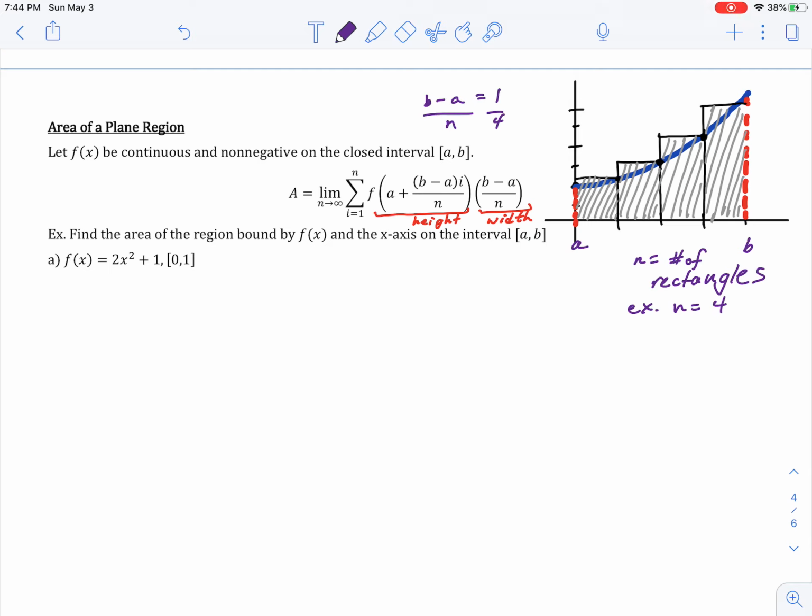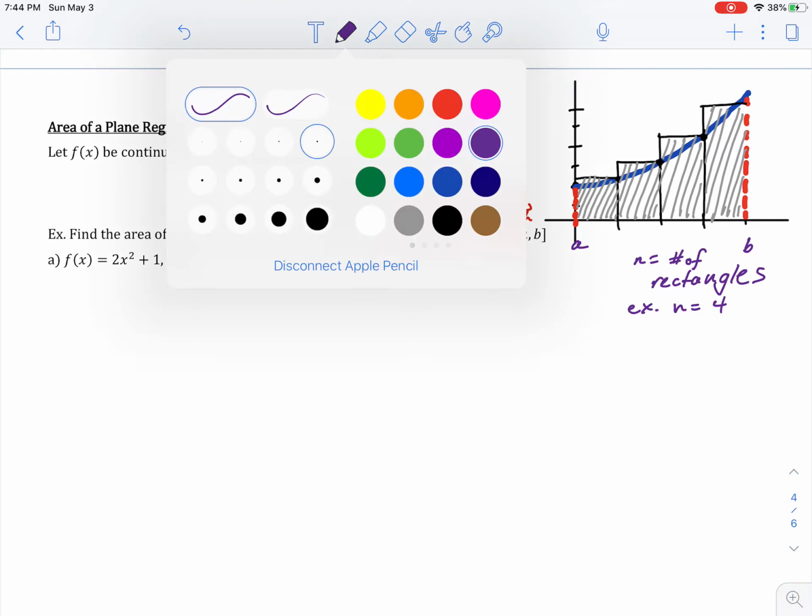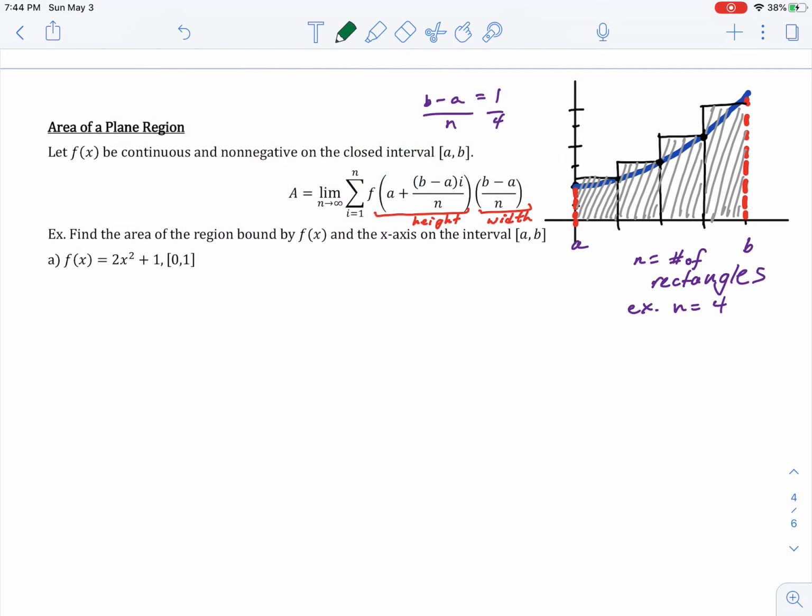Well, what about the height of each one of our rectangles? The height of each rectangle here is going to be f of, so 1/4 i. And what is i here? Let me use a different color for that. i refers to that specific order. So in this case, for this first rectangle, i is equal to 1. i is equal to 2 for this second rectangle. i is equal to 3. i is equal to 4.